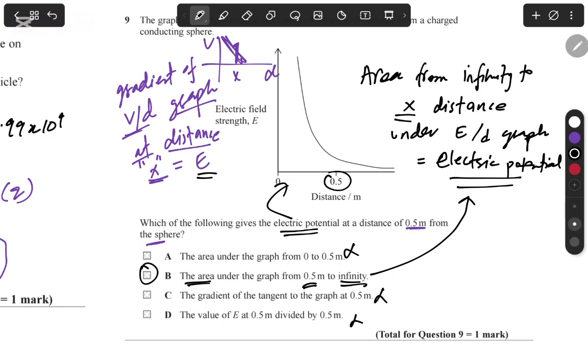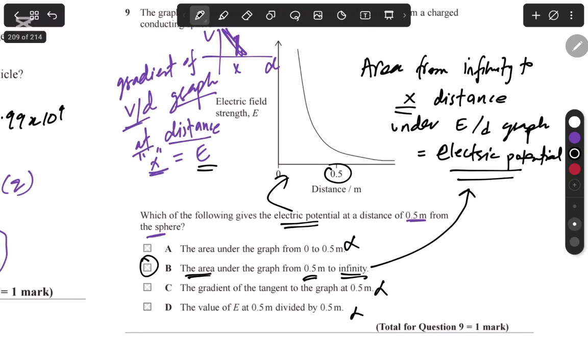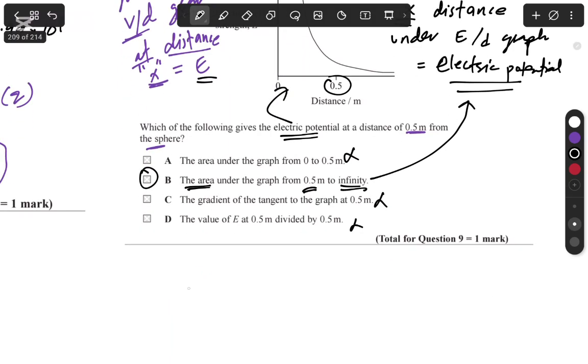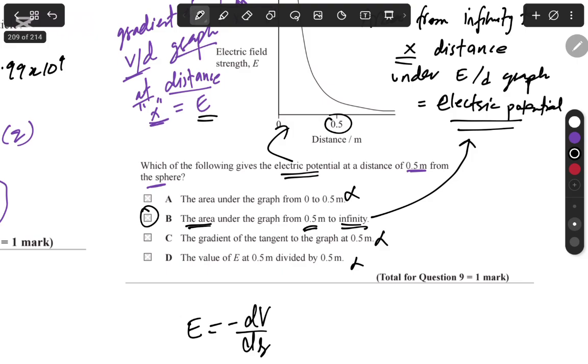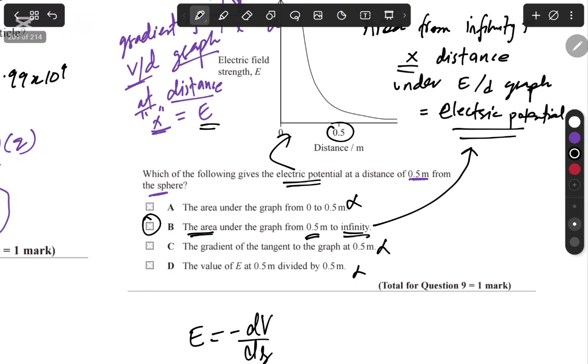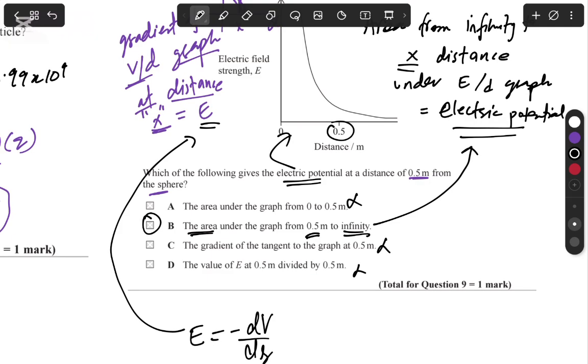I hope that's clear. And then remember, the other relation is that the negative gradient, you can write it like this: E is equal to minus dV over dr. So the negative gradient of the electric potential against distance graph is going to give us the electric field strength value at a specific point, wherever you're looking at. So maybe 0.6 meters, 0.7, depends.